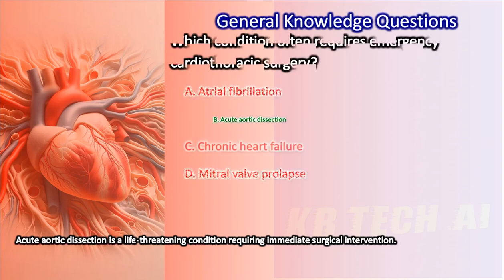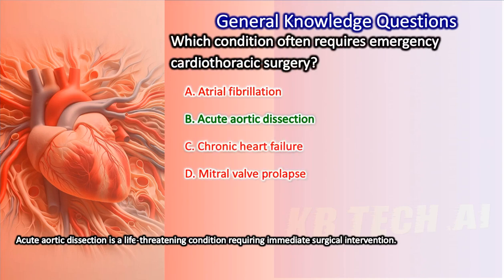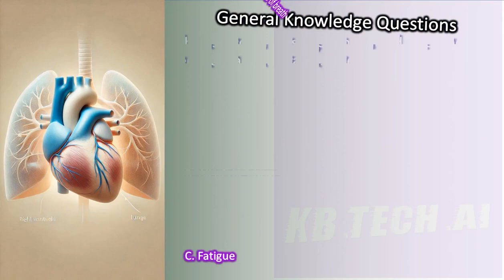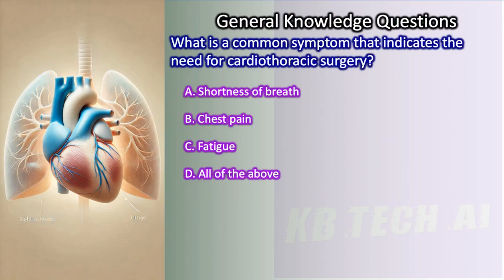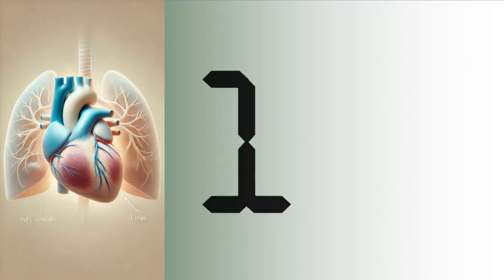The answer is Option 2. Acute aortic dissection. What is a common symptom that indicates the need for cardiothoracic surgery? Option 1. Shortness of breath. Option 2. Chest pain. Option 3. Fatigue. Option 4. All of the above.